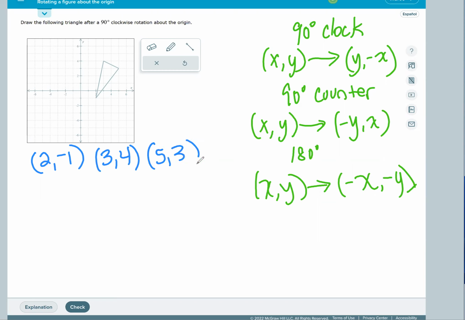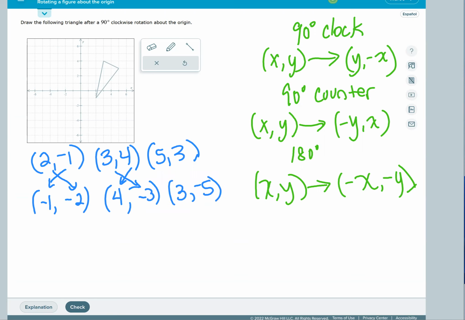To go clockwise, we're going to swap the order, but our new y will be the opposite. So we're going to put our old y first, our old x second, but we want to make it negative. So our old y is now our new x. Our old x is our new y, but we want to make it negative. And then we do the same for the last point. We're going to go ahead and graph those.